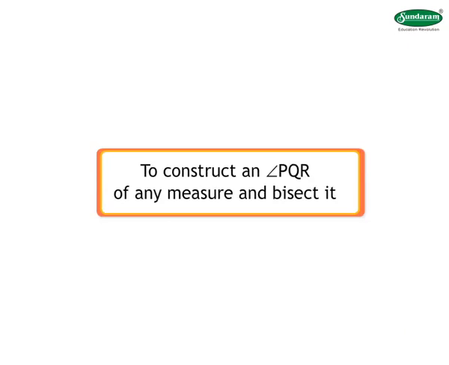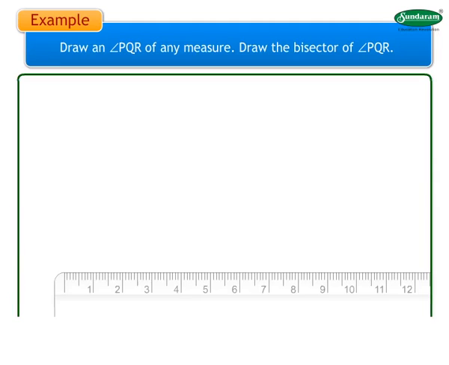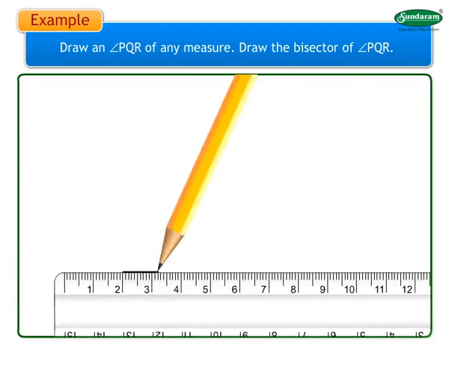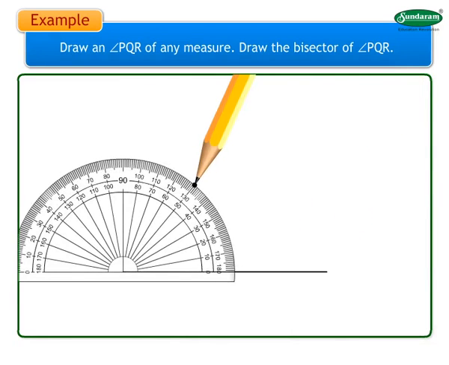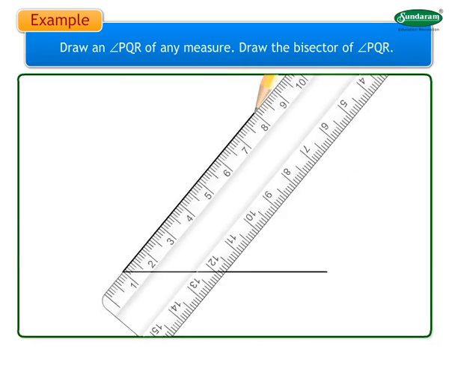Number 2. How to construct an angle PQR of any measure and bisect it. Example. Draw an angle PQR of any measure. Draw the bisector of angle PQR. Let's look at the construction. Draw an angle PQR of any measure.